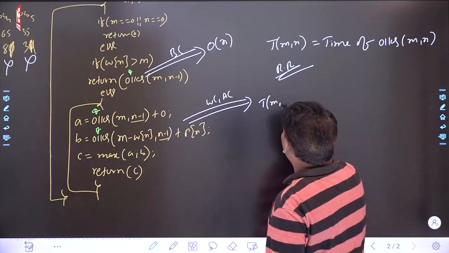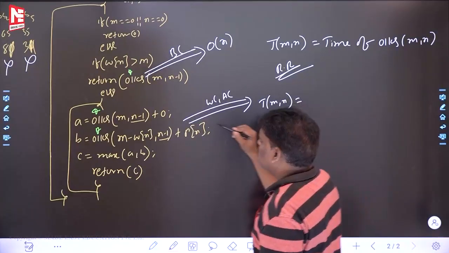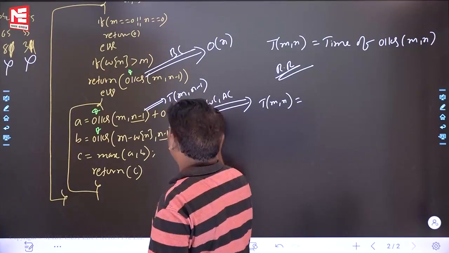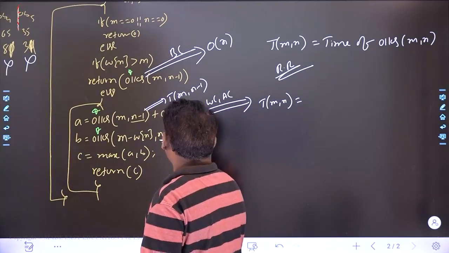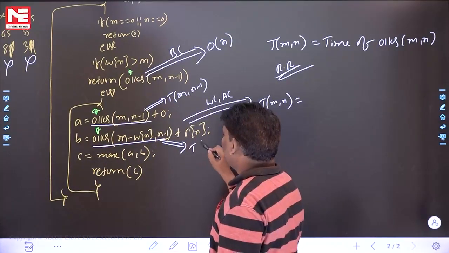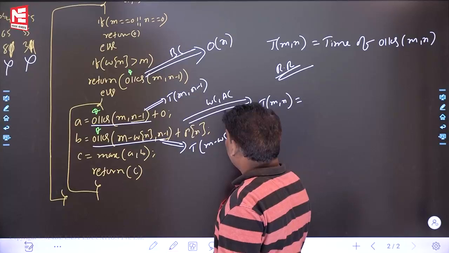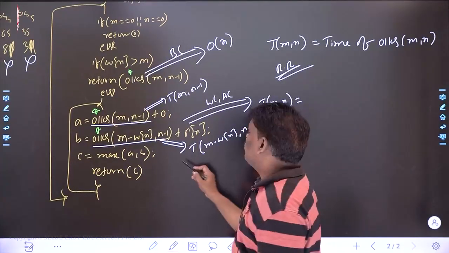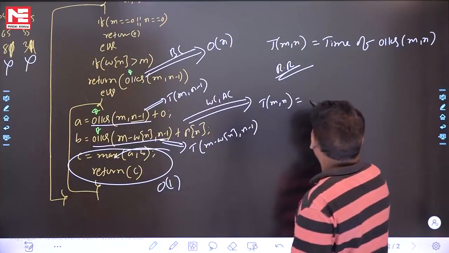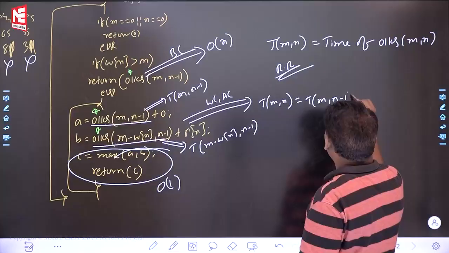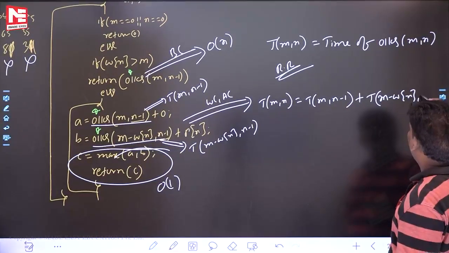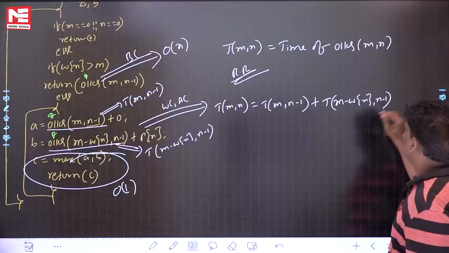T of m comma n is equal to, so what is the answer? This one will take how much time? T of m comma n minus 1, as it is. This one will take, forget about profit, we are talking about time complexity. Time complexity means these recursive calls, remaining things you don't worry about. T of m minus Wn comma n minus 1. After the function calls are over, no loop, nothing, constant time. Let me write: T(m, n minus 1) plus T(m minus Wn, n minus 1) plus C.